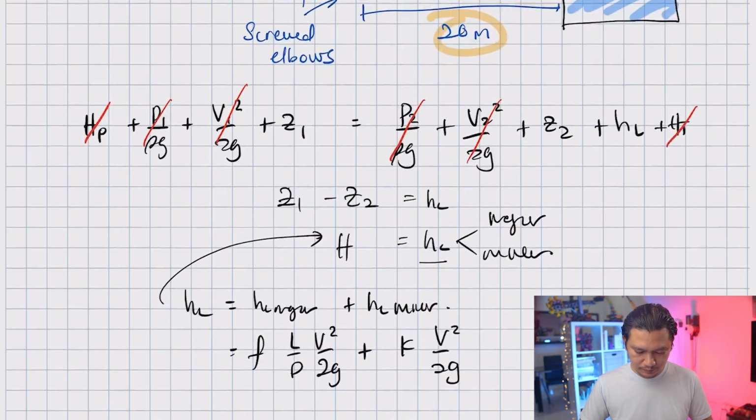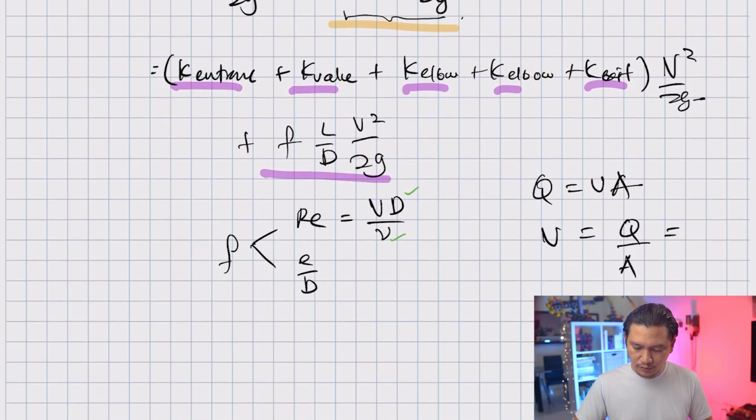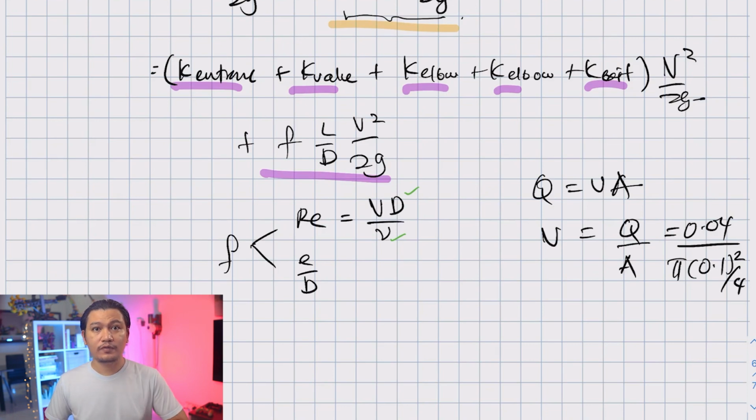Q is 0.04 and area is pi times 0.1 squared divided by 4. Let's see what is the value of V. That is 0.04 divided by pi times 0.1 squared divided by 4. That is 5.09 meters per second.